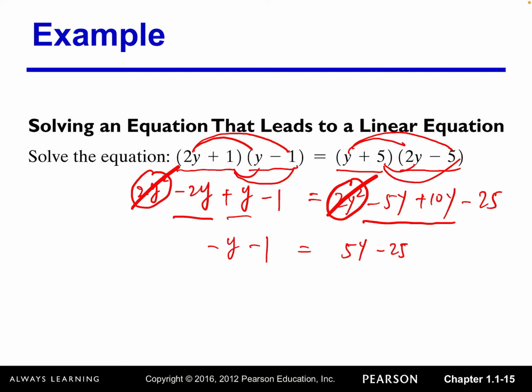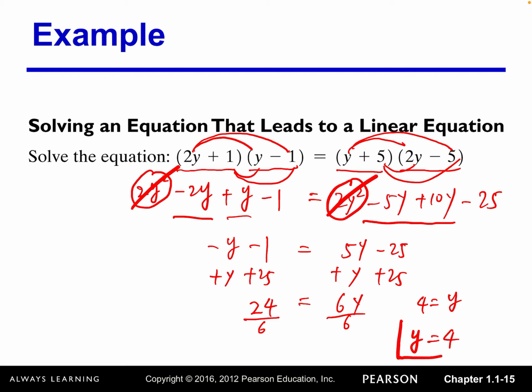And then we need to move the variable term to one side, the constant term to the other again. So add a y on both sides, plus 25 on both sides. So we got left-hand side 24, right-hand side 6y. And then the multiplication principle, both sides divided by 6. So we got 4 equals y, right? Again, we have to interchange the two sides. So y equals 4 is the solution.